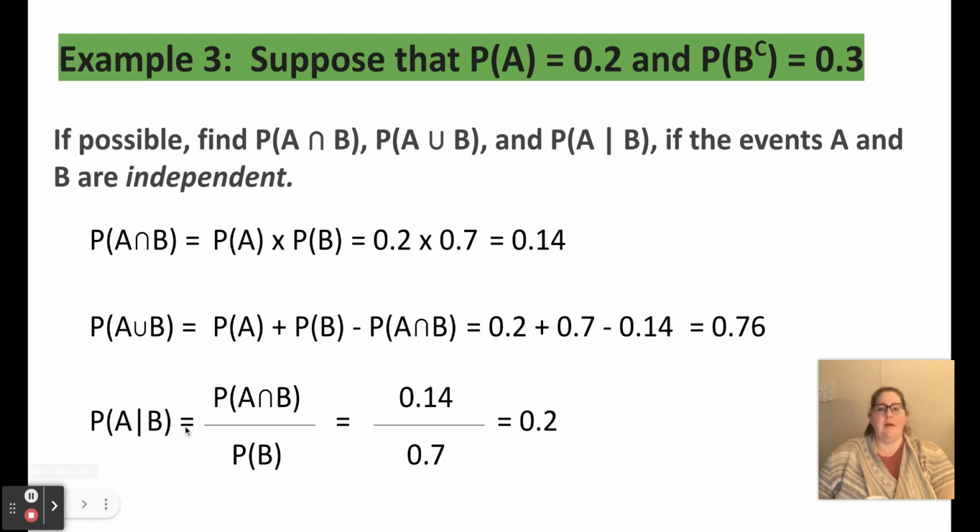Fun fact, we just now proved that probability of A given B is equal to probability of A as long as A and B are independent. So by multiplying up here to get that 0.14, we made this all happen. If A and B are not independent, we can't do this thing up here, and this thing down here on A given B would not be the same as probability of A. So all of those things kind of work together to make that true.